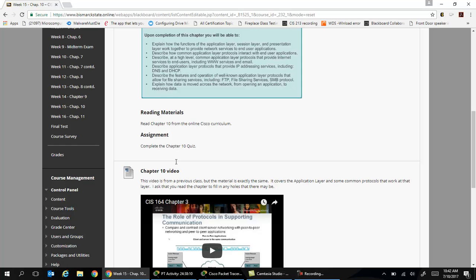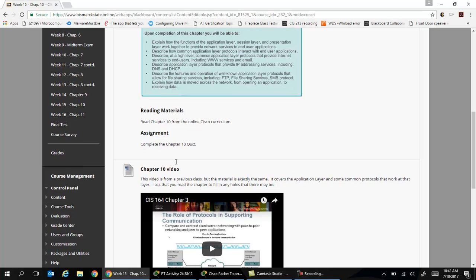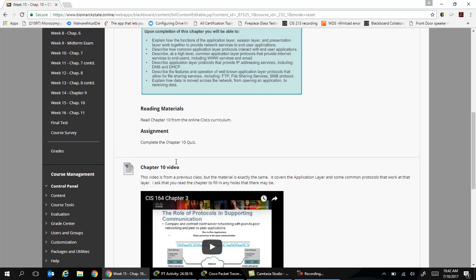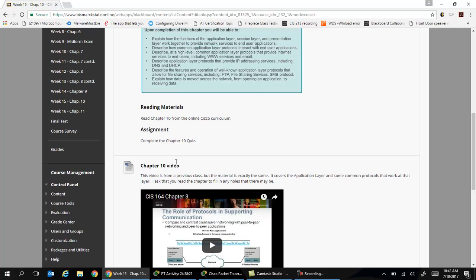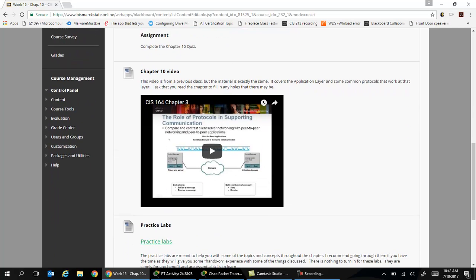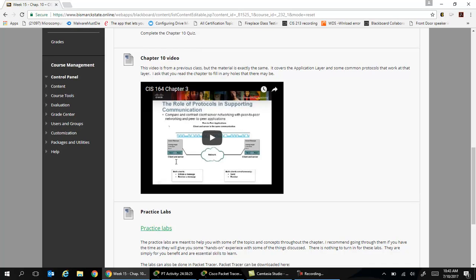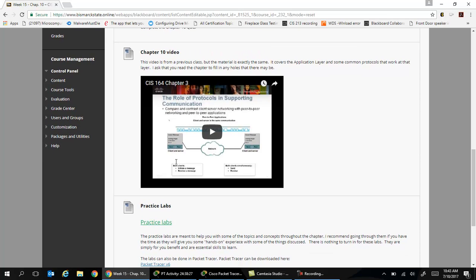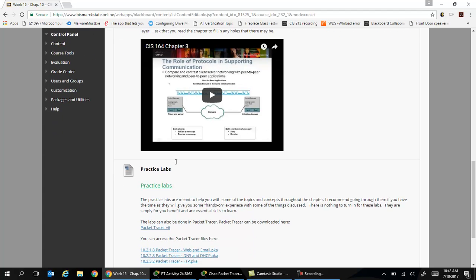Really the goal of this chapter is to get an idea of what all the different services that we hear about are. So what is WWW? What is DNS? What is DHCP? What is FTP? What do those do for us? Not that we need to know how to configure them or things like that, but at least give us some understanding of what that stands for, what that's used for. No assignment for Chapter 10.